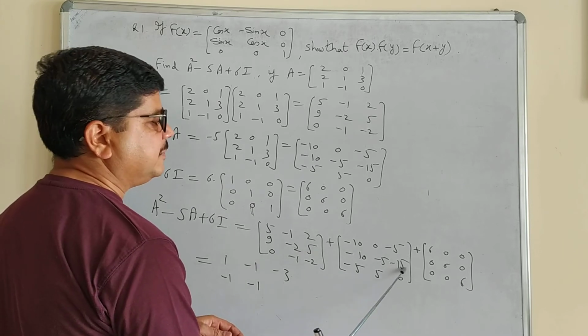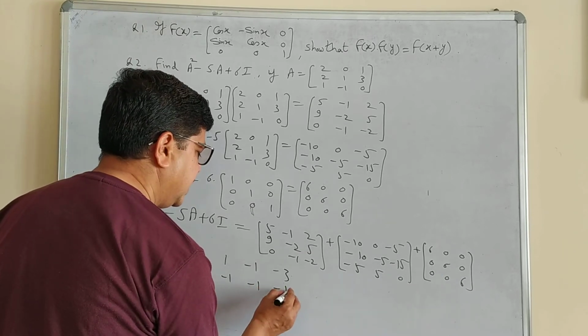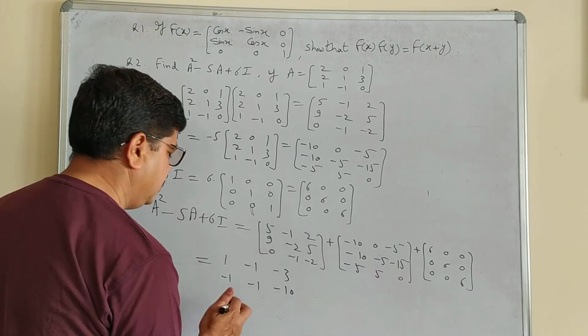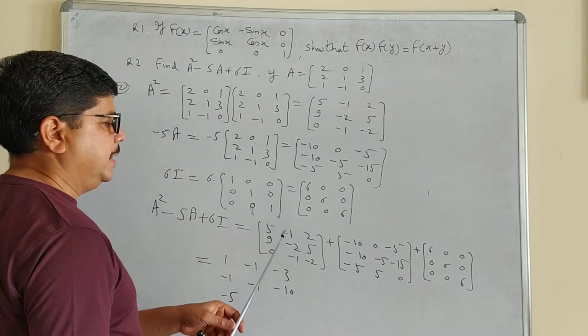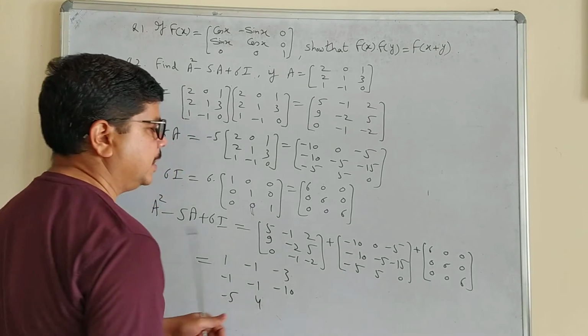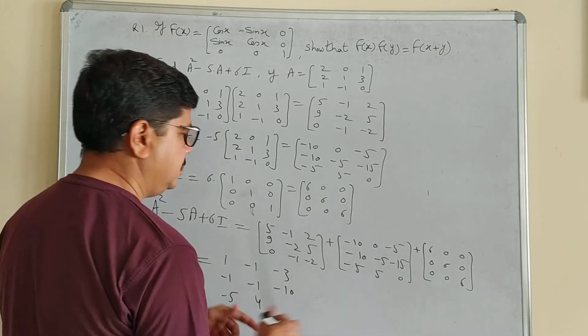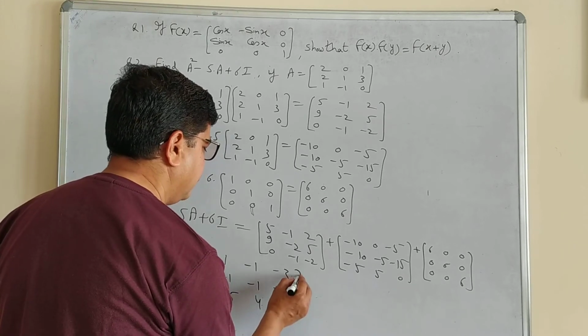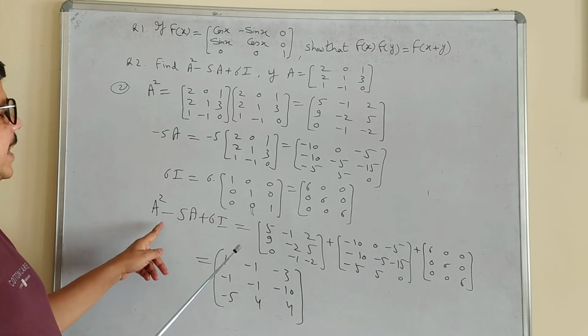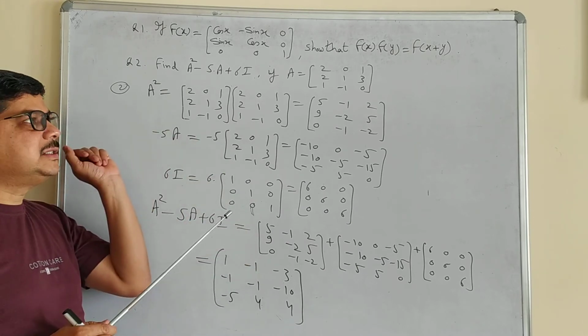5 minus 15 is minus 10. 0 minus 5 plus 0 gives you minus 5. Minus 1 plus 5 plus 0 gives you 4. Minus 2 plus 0 plus 6 gives you 4. So this is the value of this expression a square minus 5a plus 6i.